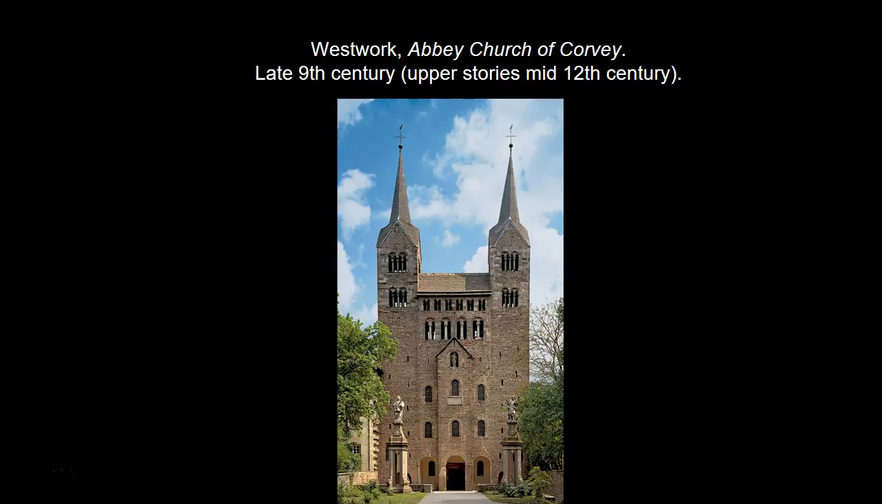So here we have the westwork, or the entrance to the Abbey Church of Corbie. So it was done in the late 9th century, that is the late 800s in the Carolingian period, except for the very upper stories. You can see there's a line at about here where it gets sort of rebuilt and built upon several centuries later, and that is very, very typical.